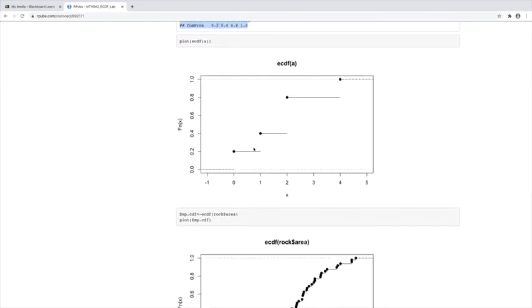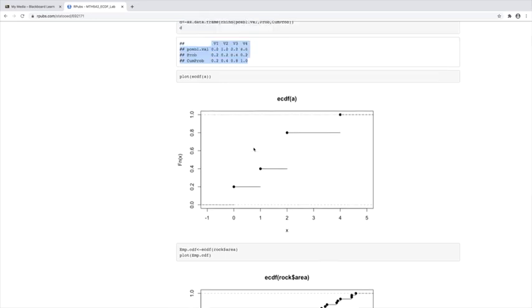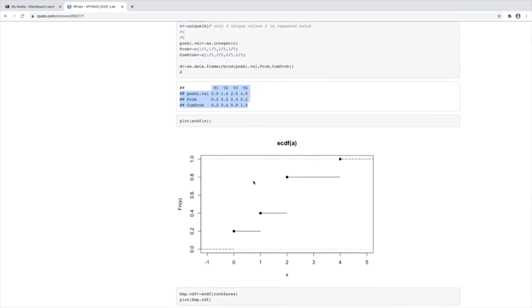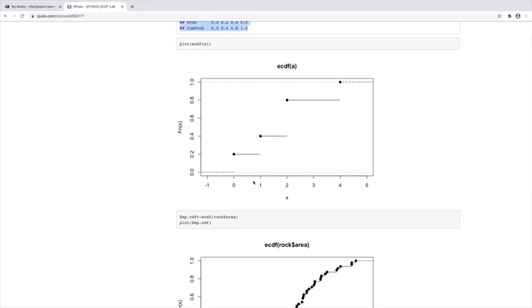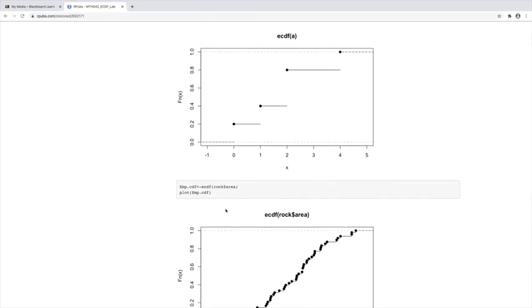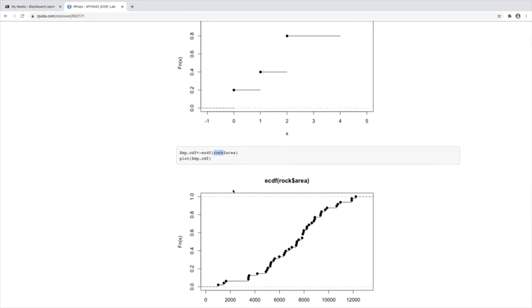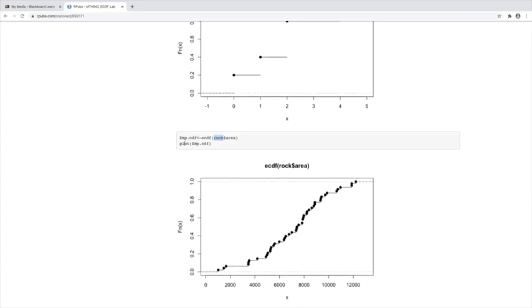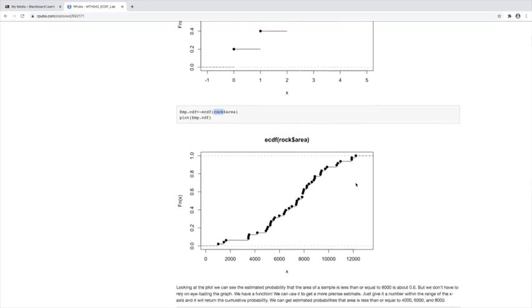So let's look at a bigger data set, because this is very small data for illustration purposes, and it's not going to give you a good picture when you're trying to compare. So the empirical CDF of the area variable from the data rock. You can look up this data by doing a question mark and rock. So you plot that, and this is how the empirical CDF looks.